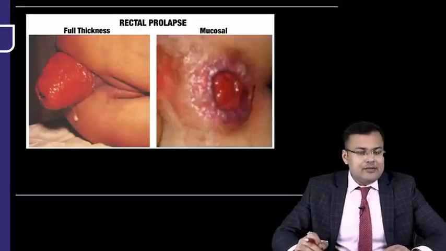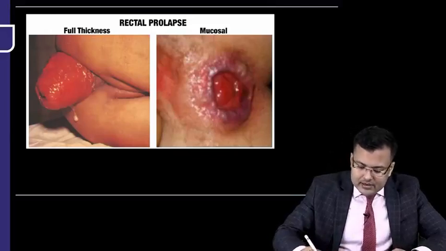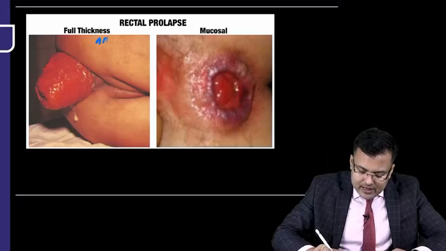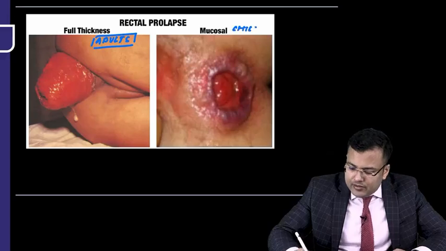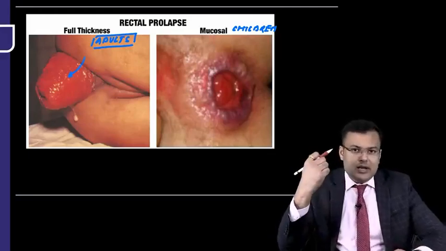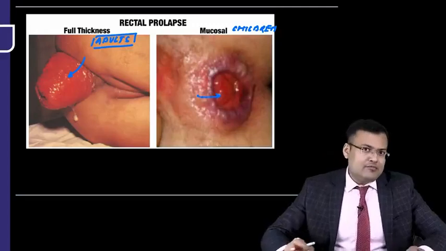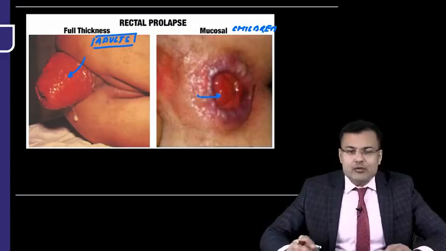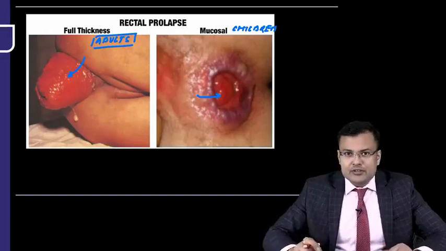Next is rectal prolapse. In adults, rectal prolapse is full thickness. And in children, it is mucosal. Now see the difference. In full thickness rectal prolapse, you can see here, all three layers are coming out. And in mucosal prolapse, you can see here, there is only prolapse of mucosa. So one by one, we are going to discuss. First, we are going to discuss rectal prolapse in children.